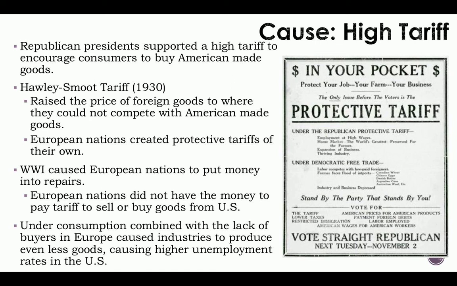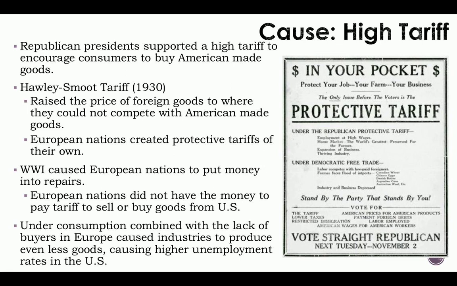High tariff, that is supported by Republican presidents. During the 1920s, we are going to see only Republican presidents. We had Harding, we had Coolidge, we're going to talk about Hoover today. All three of them, Republican presidents, all three of them support a high tariff to encourage people to buy American made goods. The high tariff that we are going to see that really pushes us deeper into the Great Depression is going to be the tariff called Hawley-Smoot, after the people that create it in Congress.